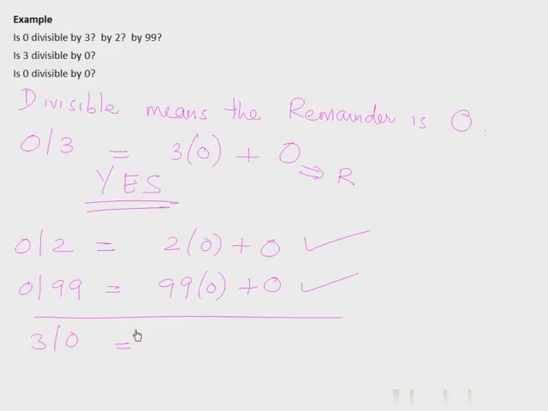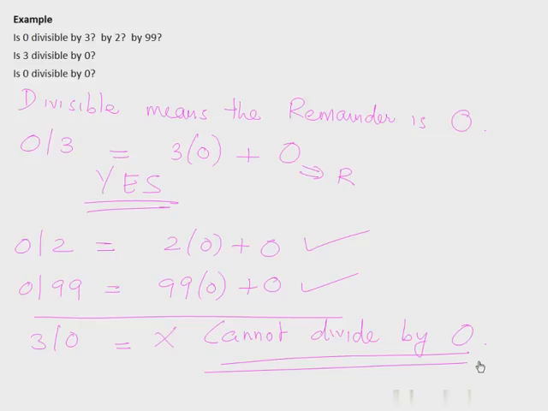What could be your answer? Yeah, I gave equally to 0 people. Then I'd ask, how many did you give to those 0 people? And you wouldn't have an answer. So this is not an allowed operation mathematically. We cannot divide by 0. So is 3 divided by 0? Not answerable. This question does not make sense. How about 0 divided by 0? Again, division by 0 not allowed, so cannot answer this question.